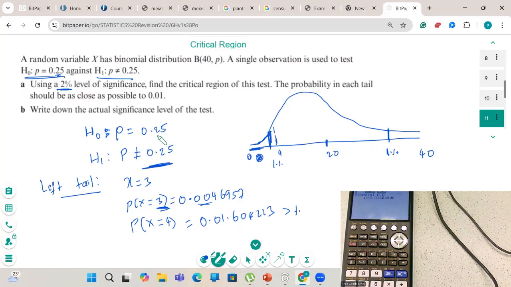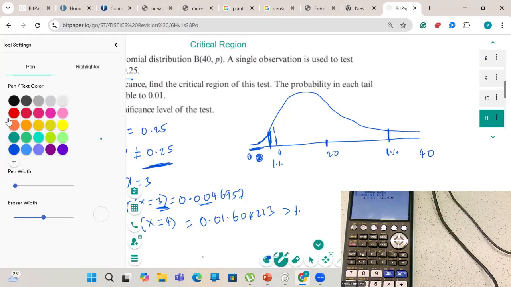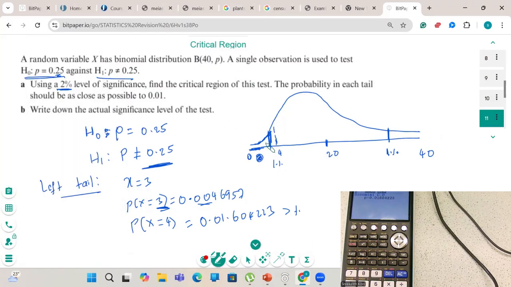So again, I'll change my color. To label what point is in critical region, you can see that x equal to 3, when x equal to 3, this is in critical region. So the critical region is on the left tail, which is 0 to 3. You need to show this in the examination. This is greater than 1% and this is less than 1%.